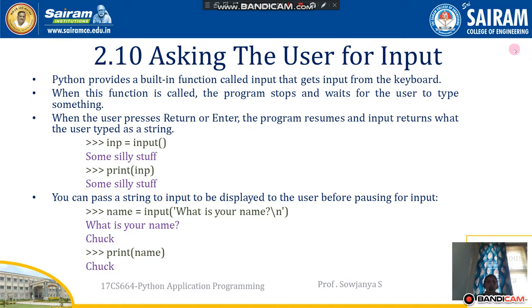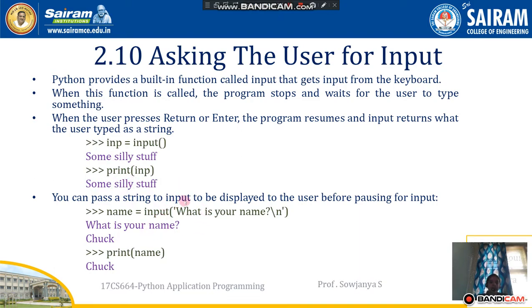and input returns what the user typed. For example, say I have a variable, inp is equal to input. This is the built-in function used for asking the user for input. The user input is some silly input. Now I want to print this user input. What do you do? Print of inp, and you will get the same output here.